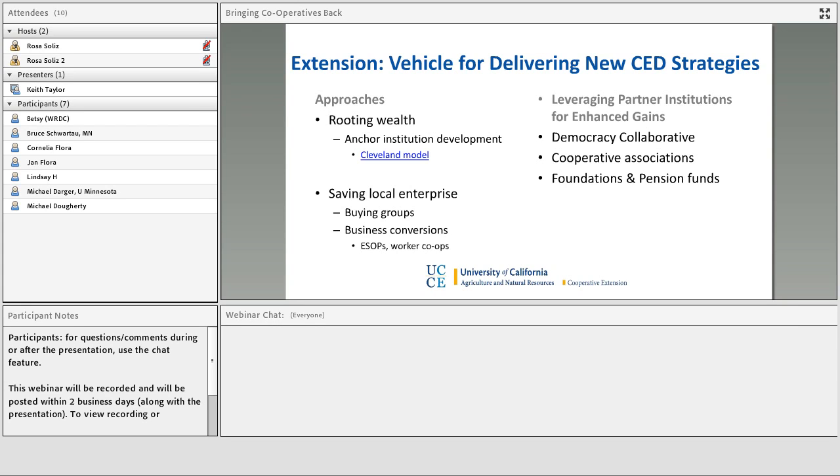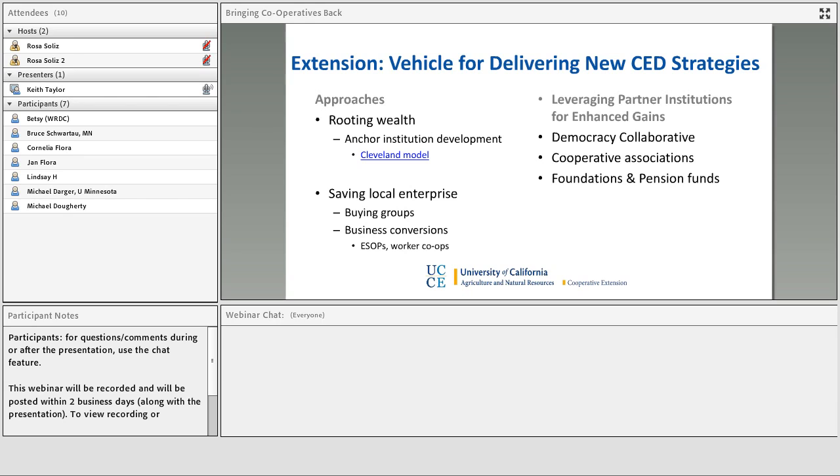So in Extension, I think we can be this vehicle for delivering new community economic development strategies. There are a lot of wonderful examples out there, and I'm going to touch on a few of them in this conversation. Some of the approaches out there that I think are wonderful are these alternative economies, things like rooting wealth. And this wealth rooting model is really coming out of the Democracy Collaborative.